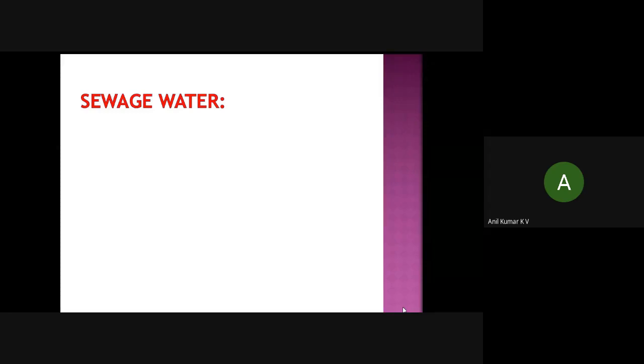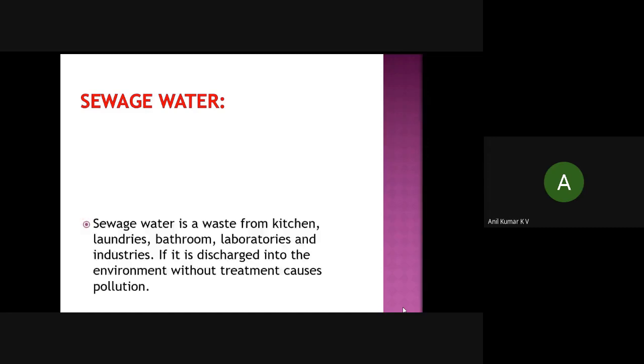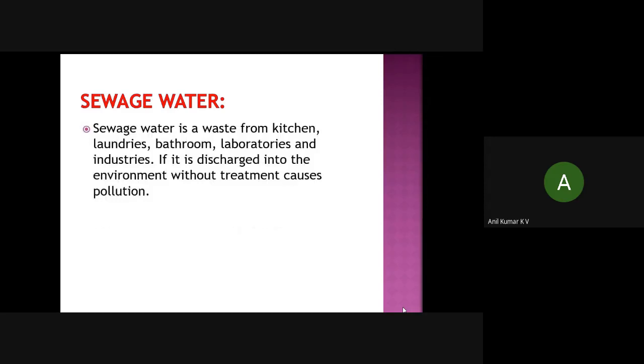Hi everyone. Today I am going to discuss the topic sewage water, which belongs to the engineering chemistry module number 4. Sewage water is the water which comes from kitchens, laundries, bathrooms, laboratories and industries. It is called sewage water. If it is discharged into the environment without treatment, it causes pollution.